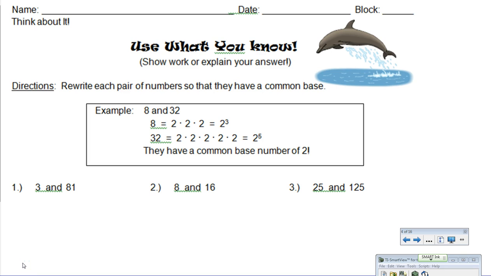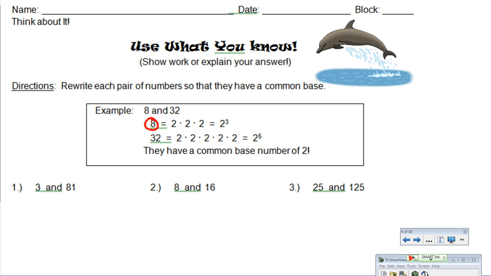Today we're going to be talking about exponential equations. And in order to solve exponential equations, you're going to need to know how to change bases. So we're going to work on that first. Problem number 1, we want to make the numbers 3 and 81 both have the same base. And if you go back to our example, we should start with that, 8 and 32.